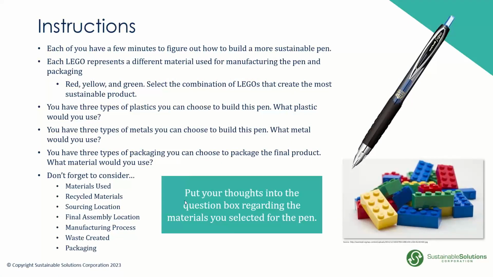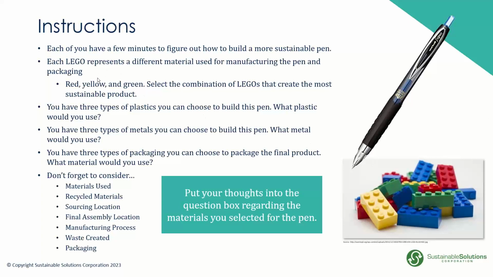So what I want you to do is we're going to take a look at this product today, a pen, and we're going to think about how can we design this pen? How can we build a more sustainable pen using life cycle thinking and thinking about the materials that are used? And that's only one element in our multi-attribute approach, but we want to think about, if I'm going to select materials, what materials would I select that can make this pen more sustainable?